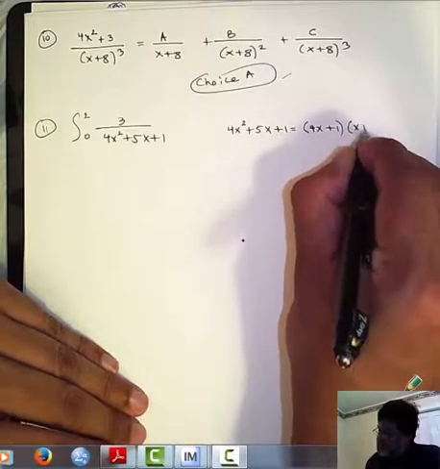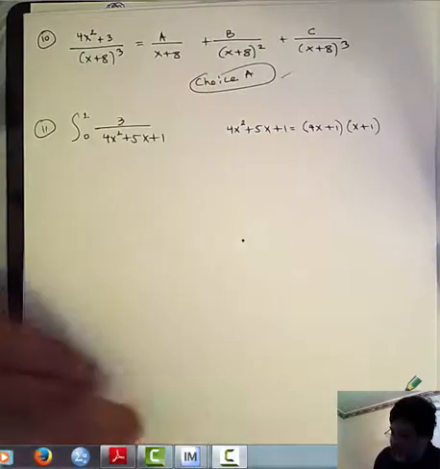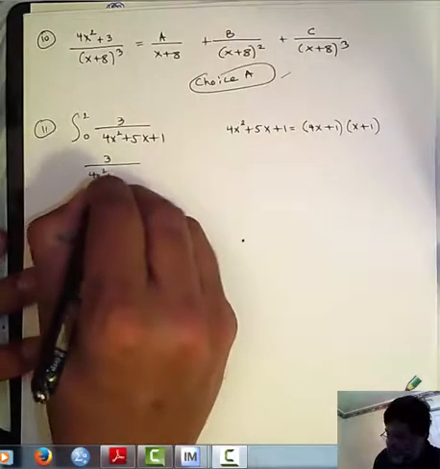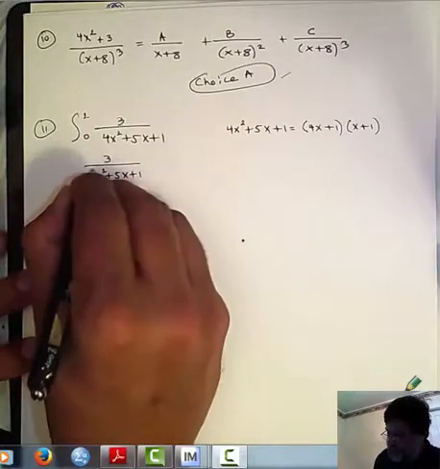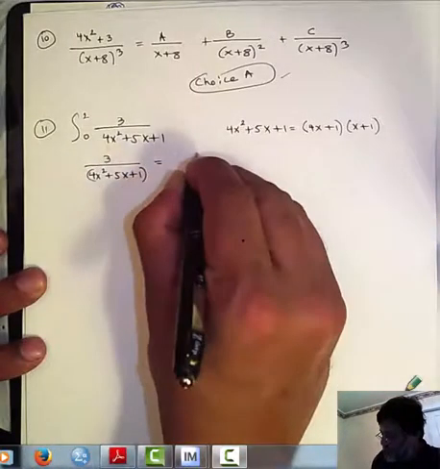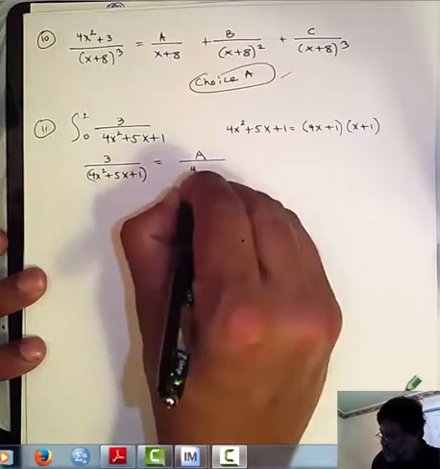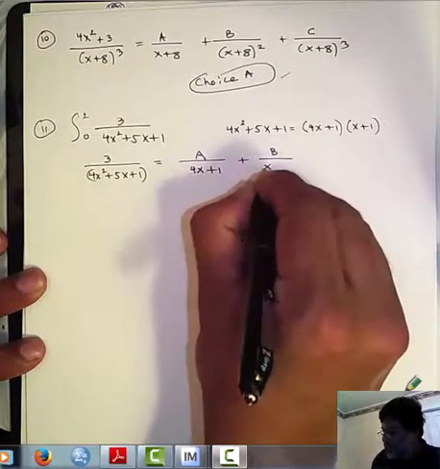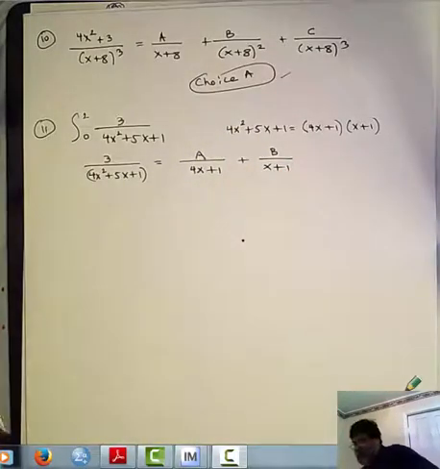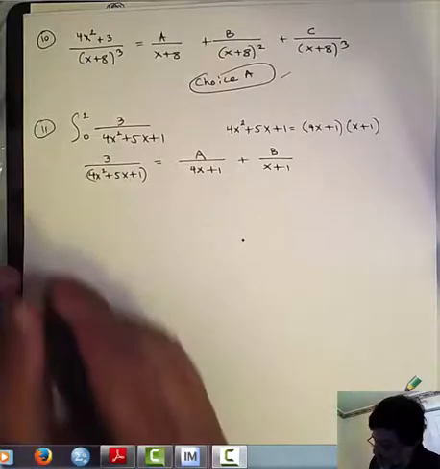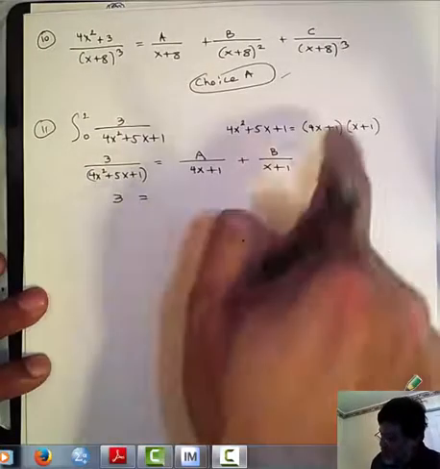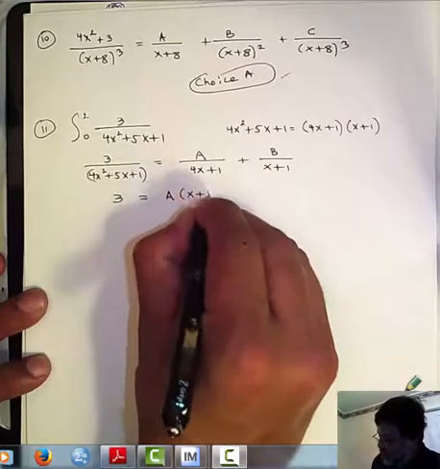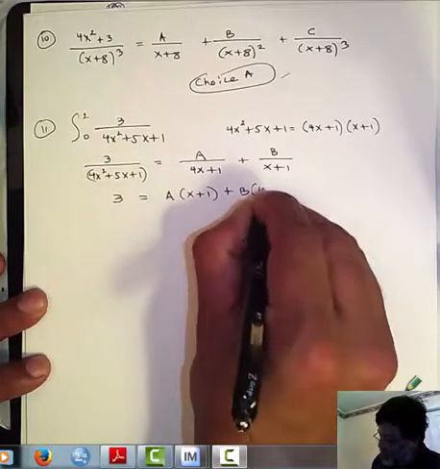And if this works, it does. So we're going to decompose it as... so multiply both sides by the common denominator. We multiply those two, we get that. So this is going to be 8 times x plus 1 plus b times 4x plus 1.